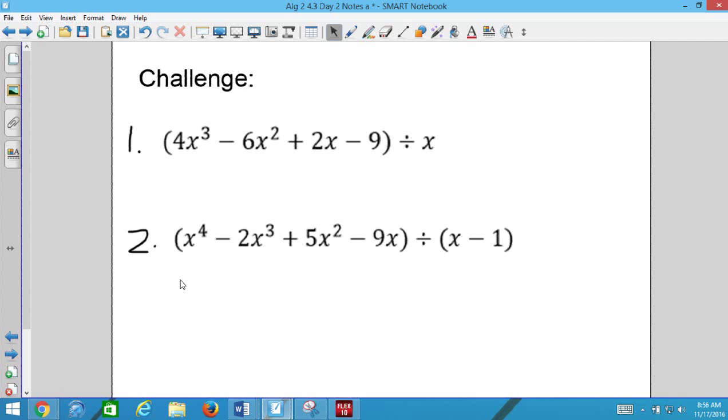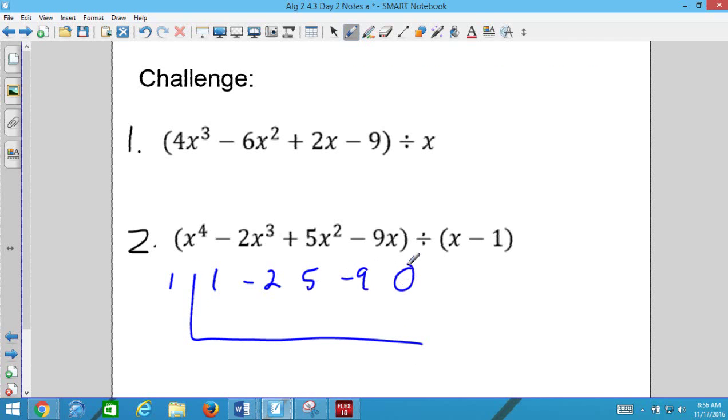Alright, you ready? I'm very surprised you guys didn't catch on question 2. The 0 was missing. There is an X in the constant term. It's X to the 0. So when you do number 2, and you have your 1 out here, you should have 1, -2, 5, -9, and 0. So some of you, that was the problem.